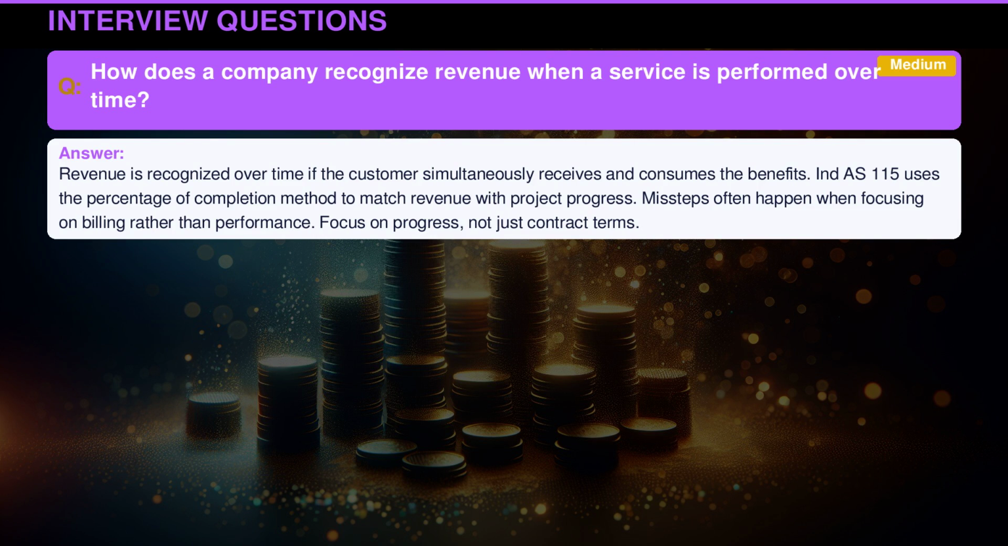Revenue is recognized over time if the customer simultaneously receives and consumes the benefits. Indian Accounting Standard 115 uses the percentage of completion method to match revenue with project progress. Missteps often happen when focusing on billing rather than performance. Focus on progress, not just contract terms.